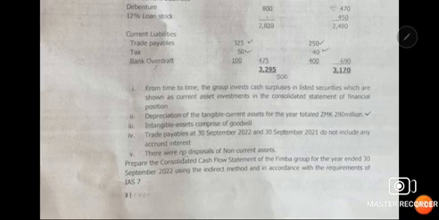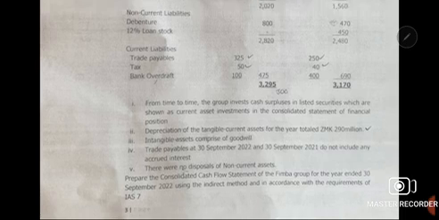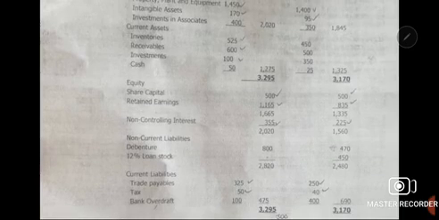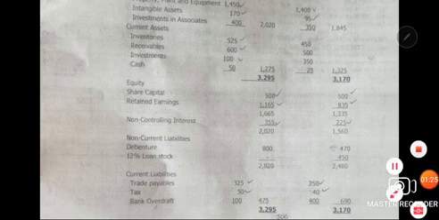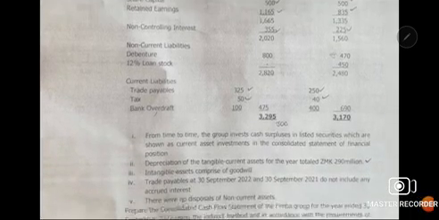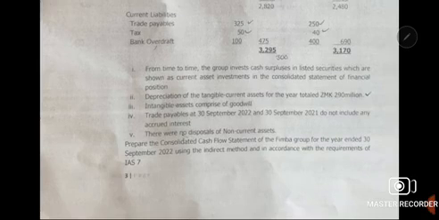Yeah, so the first part is saying from time to time the group invests cash surpluses in listed securities, which are shown as current asset investments in the consolidated statement of financial position. So right in our financial position, there's something they've mentioned as investments. I hope you can see that it's under the current assets section. Yeah, so that's what they were talking about. It's just a statement, and what we'll do with that investment is that it will be part of what we'll compute as our cash and cash equivalents. I'll explain further as we go through the question.